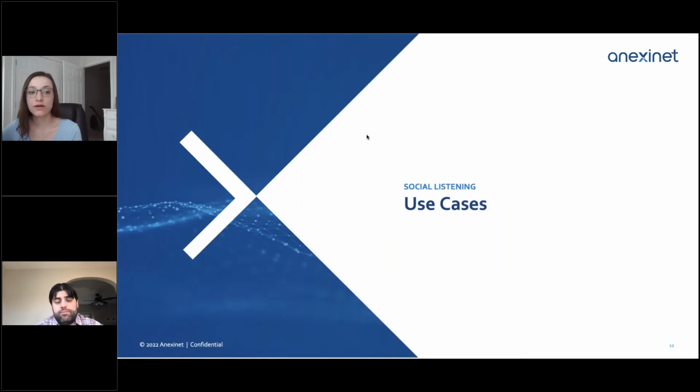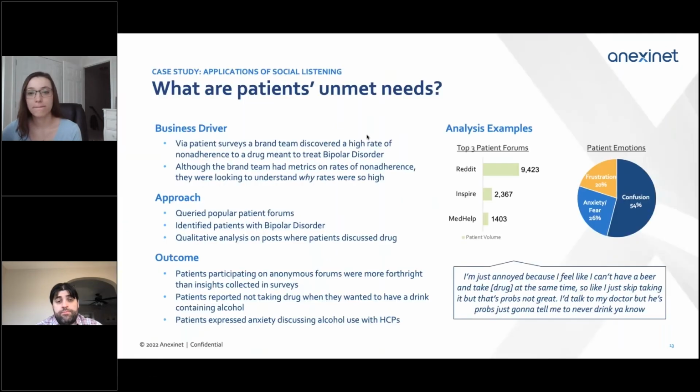So these are a couple of case studies we've prepared that highlight some of the greatest hits we have here at XNET. So identifying gaps in the market or unmet needs of patients, caregivers, and or healthcare providers is basic but critical. So our analysts identified sources where bipolar patients were discussing their treatment routines and performed an analysis of the posts. And we discovered that patients on anonymous forums were more likely to disclose non-adherence online than in patient surveys or directly with their providers.